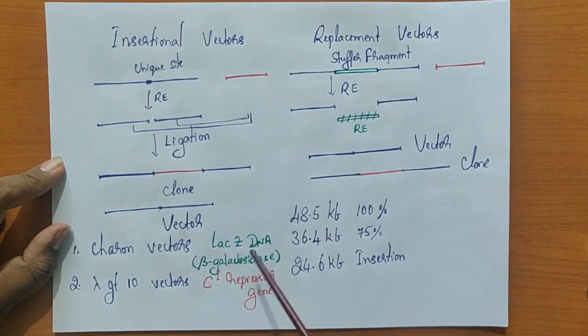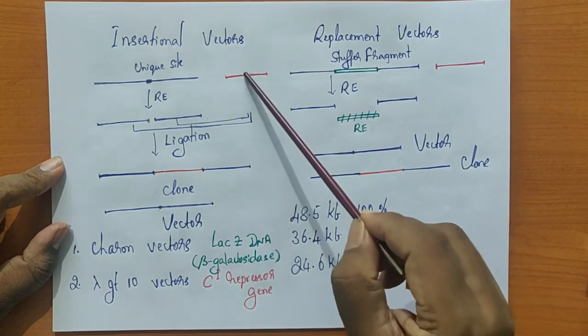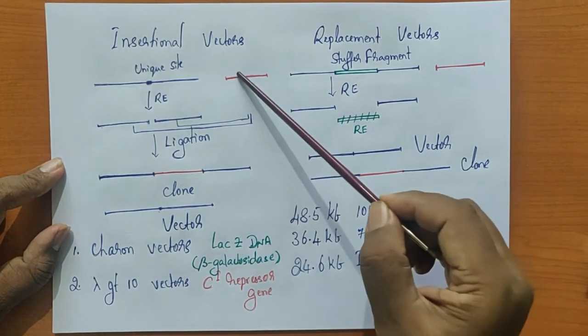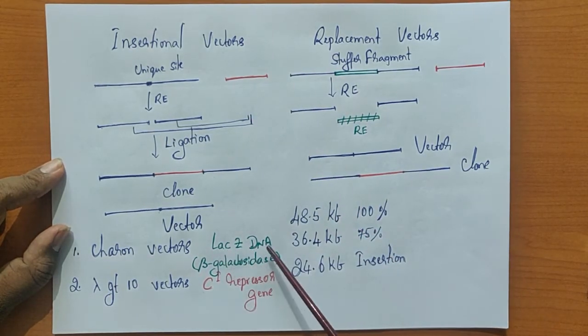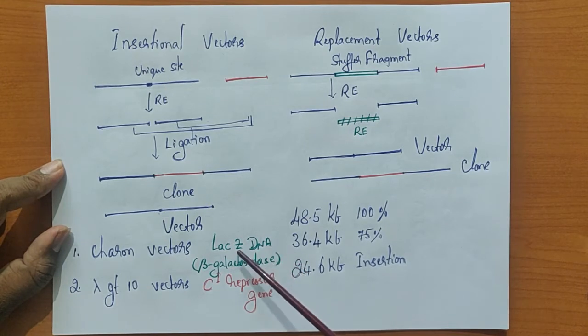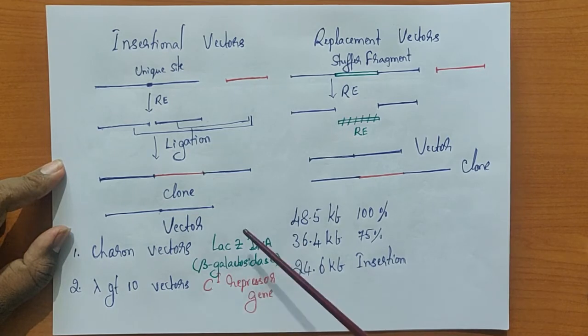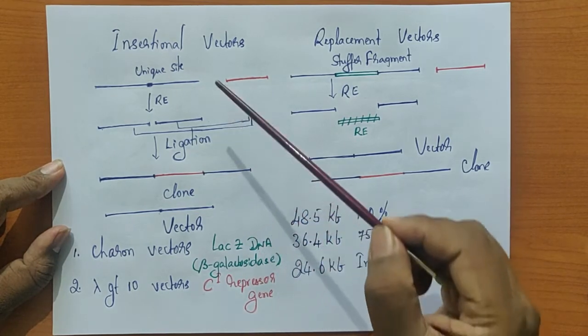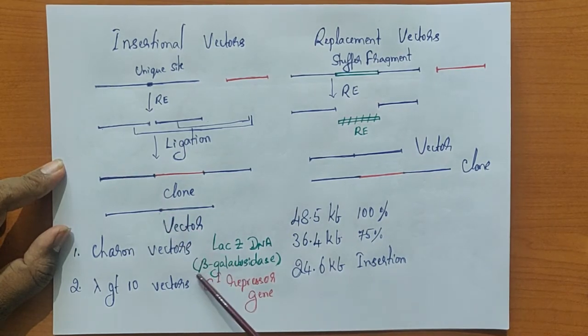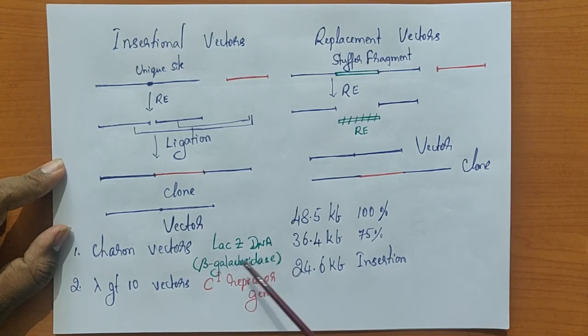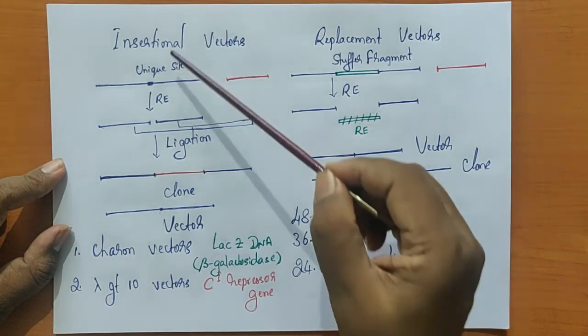Now what happens? In this lacZ DNA, we insert the DNA of our choice. The moment we insert this DNA into the lacZ DNA, the lacZ DNA loses its function. As a result, in the presence of X-gal and IPTG, we don't get any blue colored plaque. If you do get a blue colored plaque, then that is not a clone. But if you get a white plaque, that selects the clone. Now that is the insertional vector.